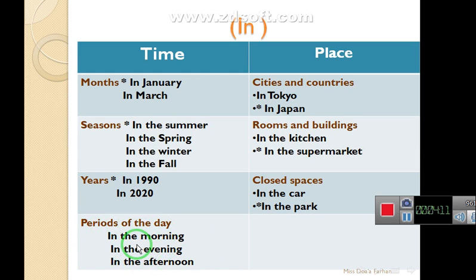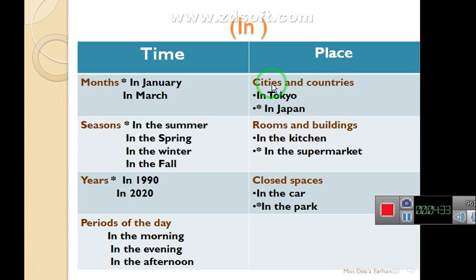So I can use in في الأوقات في التايم اللي هو قبل الشهور المونثs, قبل السيزونز اللي هو فصول السنة, قبل الييرز اللي هي السنين, والperiods of the day الأوقات المختلفة في اليوم الواحد اللي هو in the morning, in the evening and the afternoon. Now we'll move to the place. متى أستخدم in قبل الأماكن.